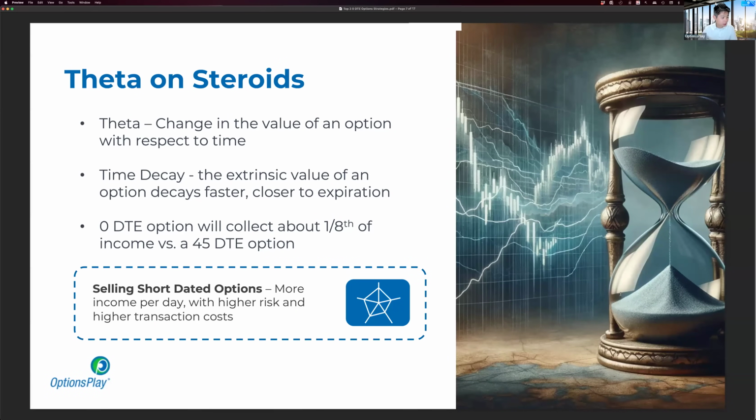So let's go ahead and get started. We're going to start off by better understanding the option Greeks. Specifically, what is the primary difference between trading shorter dated options and longer dated options?